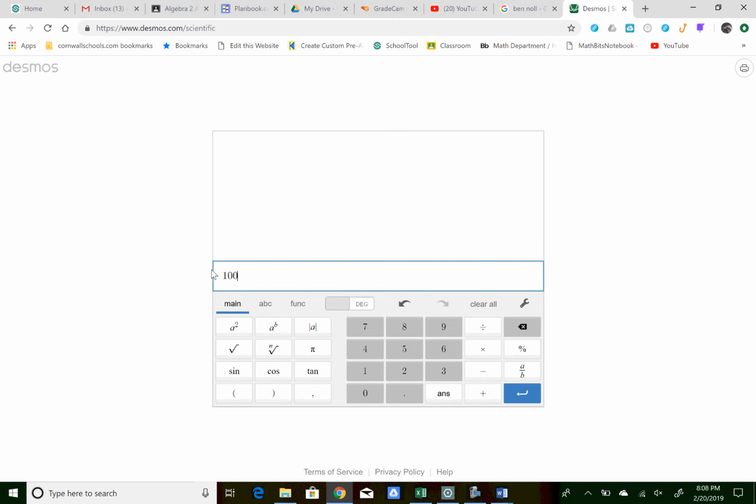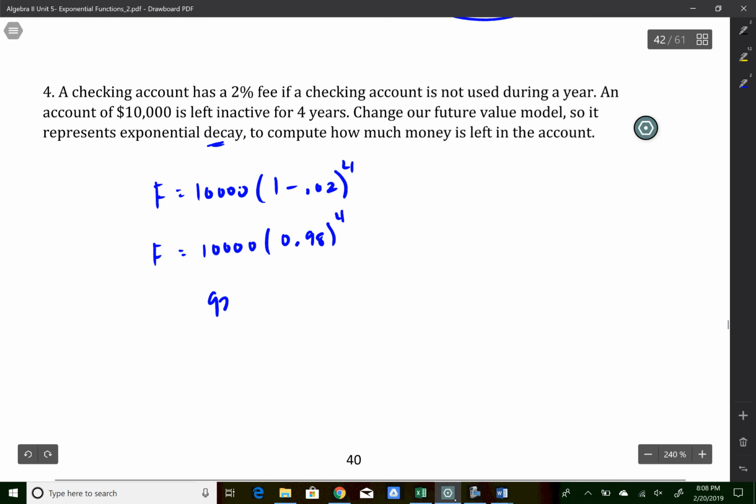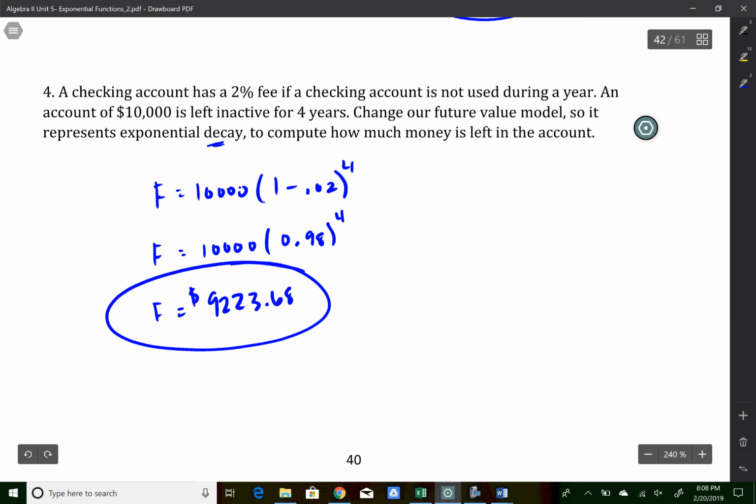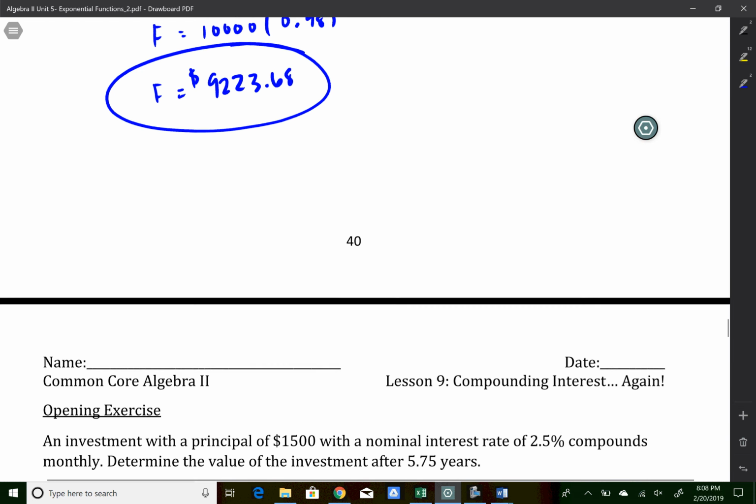So we have 10,000 times 0.98 to the 4th power. So I have $9,223.68. So we can see that this decay model is actually making that account go down a decent amount over the course of 4 years. Hopefully this video helps.